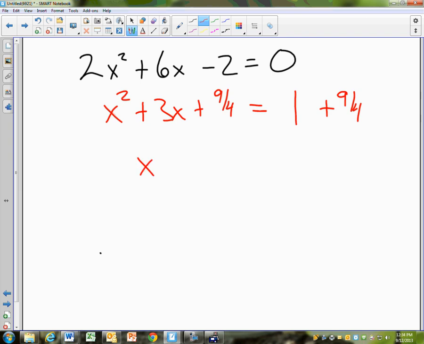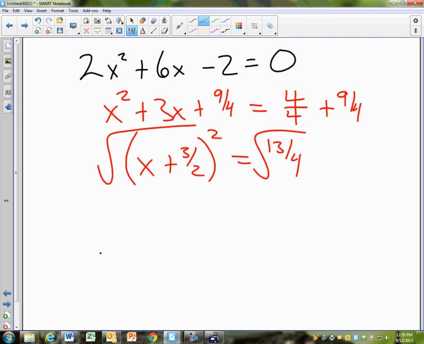This factors down always to the square root of that and the square root of that. And you notice that if you take that times that and double it, you get the middle. So that's what tells us it's a perfect square. Equals, this is 4 over 4 plus 9 over 4, which is 13 over 4. Now what?